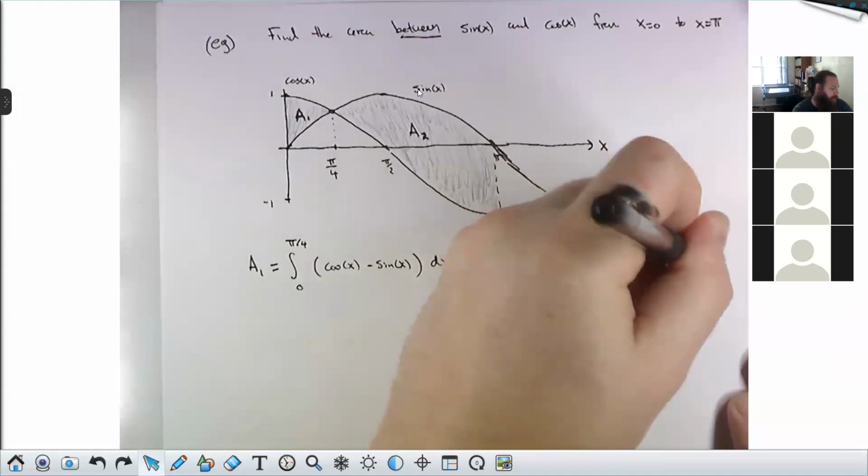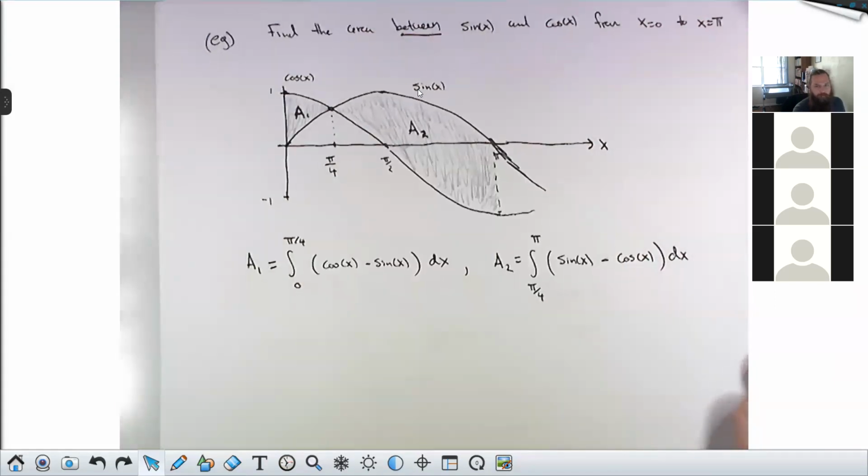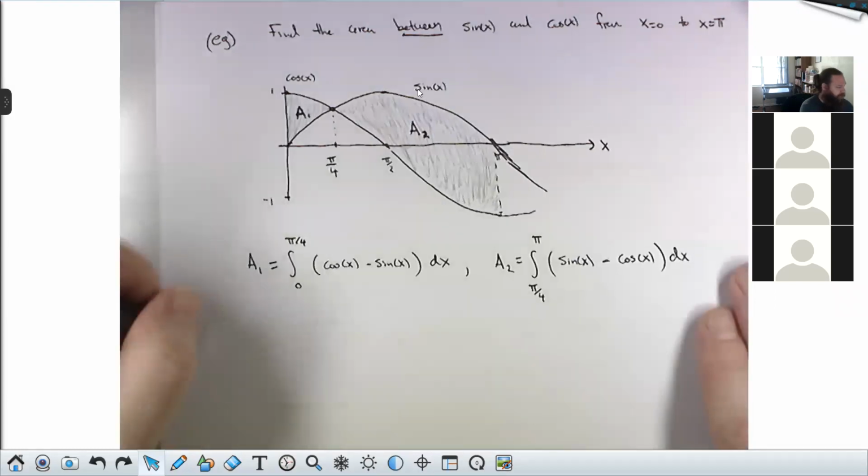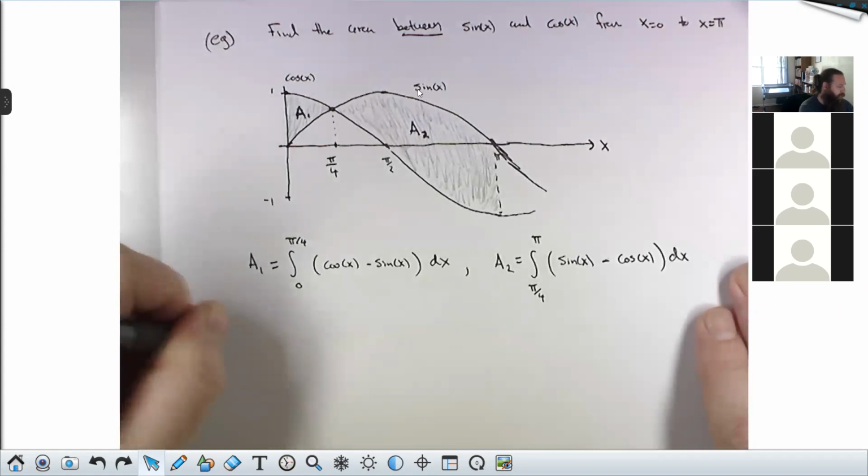So it really is that simple. You integrate upper minus lower. But you do need to be careful if your curves cross, if they trade spots. You'll need to consider those separately. All right, so let's go ahead and crunch out A1.